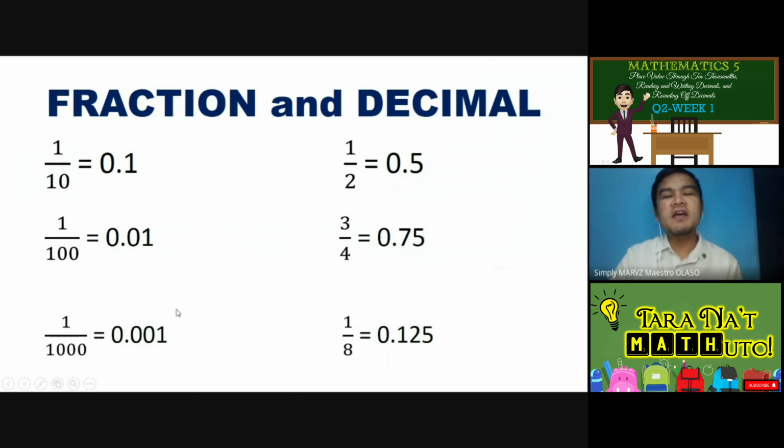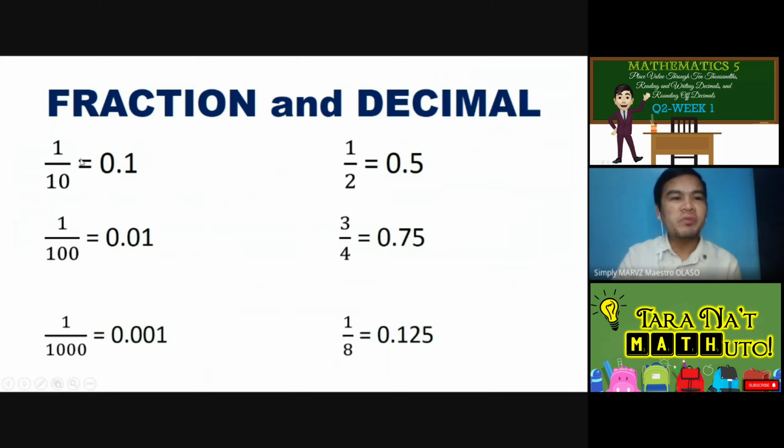Before that, let's have first a review. Fraction and decimal are interrelated to each other. In short, a fraction is a decimal and a decimal is a fraction. The only difference is that they have different forms. Let me repeat, fraction and decimal are the same; the difference is their form.